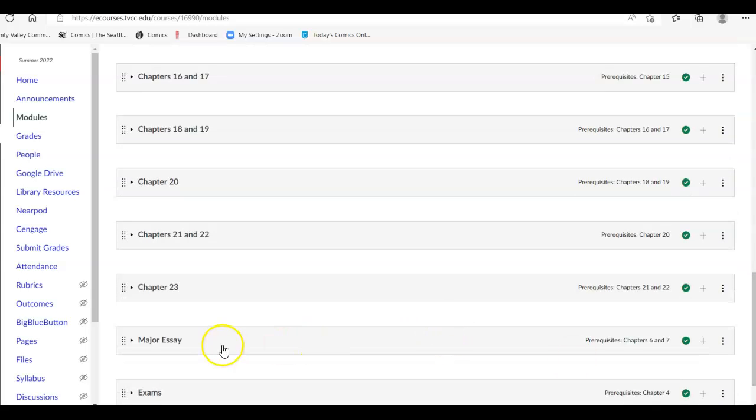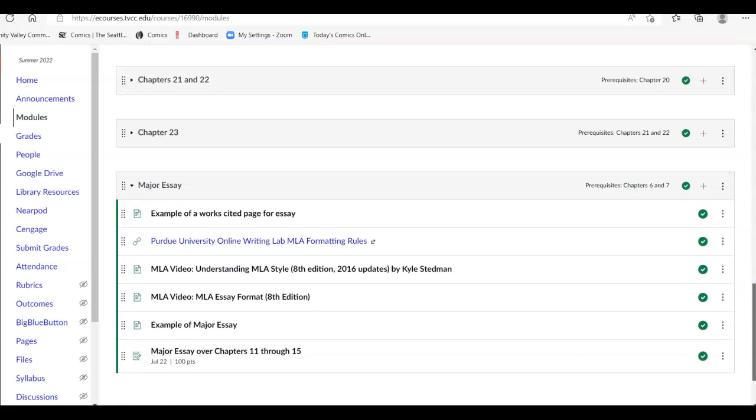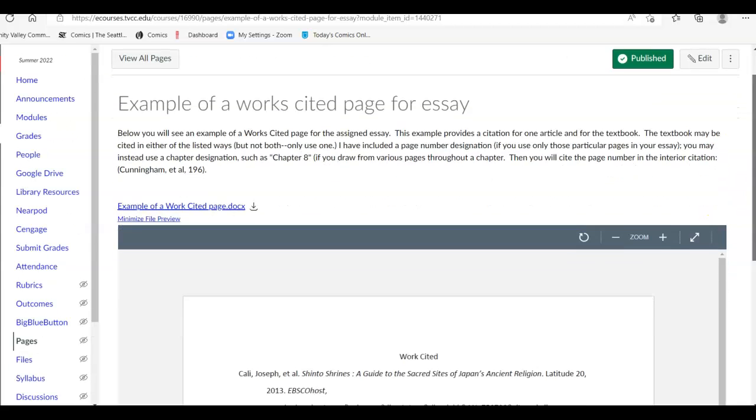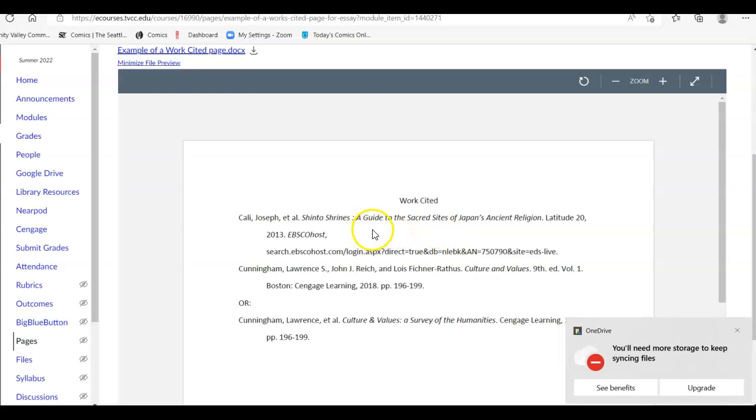module. It actually has its own module, and when you click on this, it will open to a series of different examples. There's an example of the works cited page for the essay, how it should look. This includes only a couple of examples, but if you click here, it will open. And you'll see an example of an article that can be found through our sources. And then also how to do the textbook.